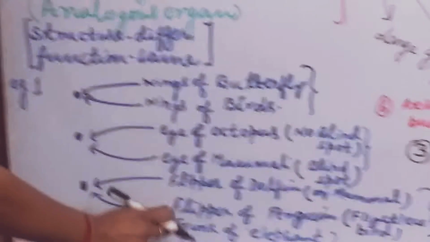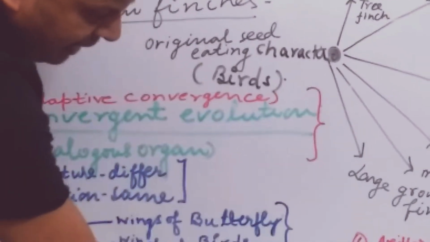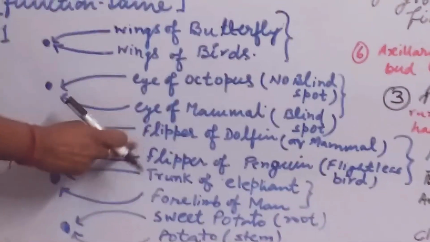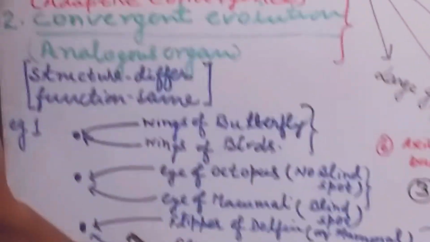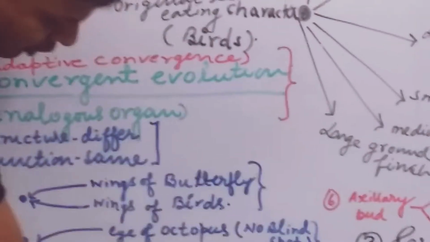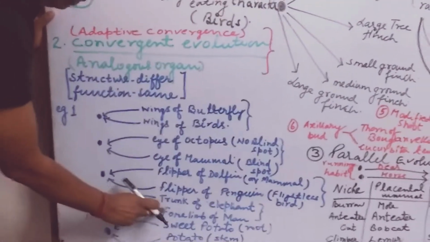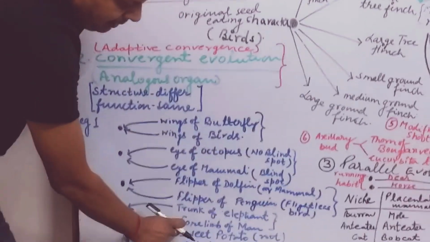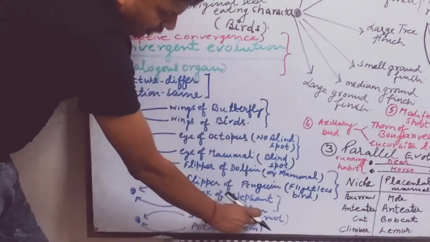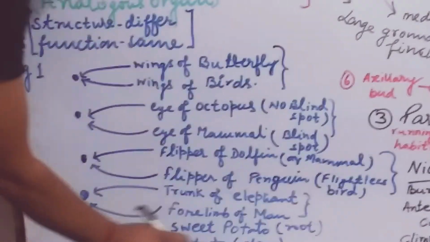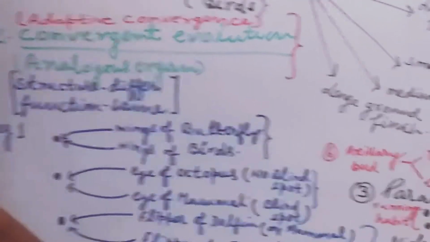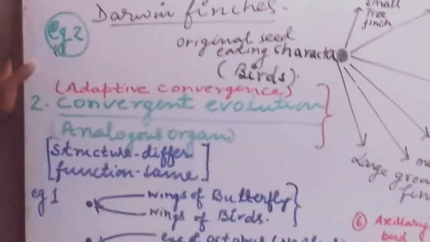Another example of convergent evolution is the flipper of a dolphin and the flipper of a penguin. Penguin is a flightless bird and dolphin is an aquatic mammal. Both are used for swimming but are different in structure. Another example is the trunk of an elephant and the forelimb of man. Both are different in structure but have the same function. Another example from the plant group is sweet potato, which is a root, and potato, which is a stem. Both have different origin and different structure, but the common function of sweet potato and potato is storage of food.